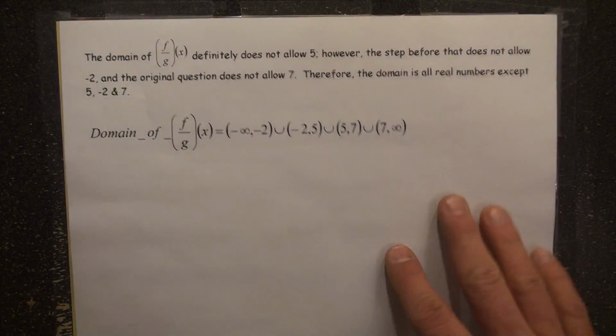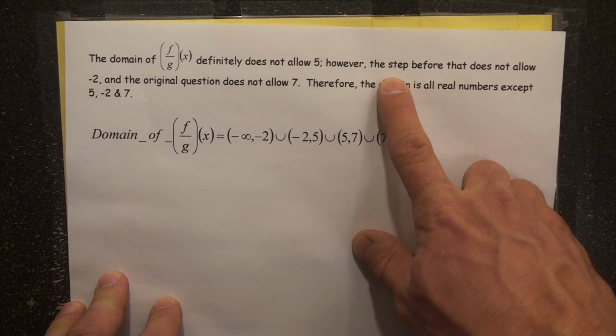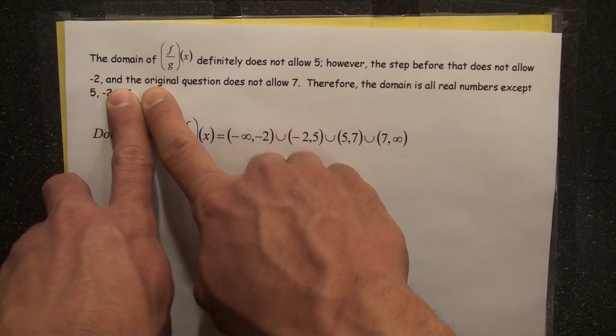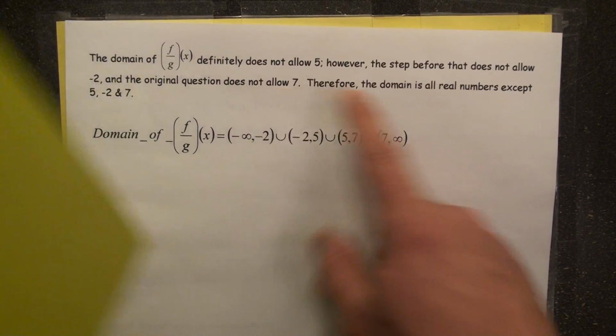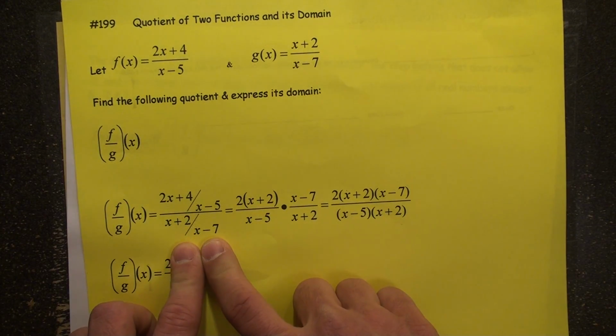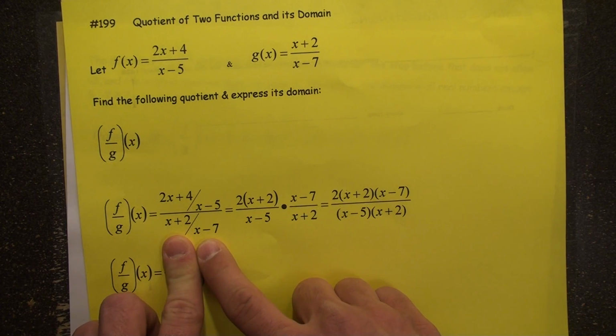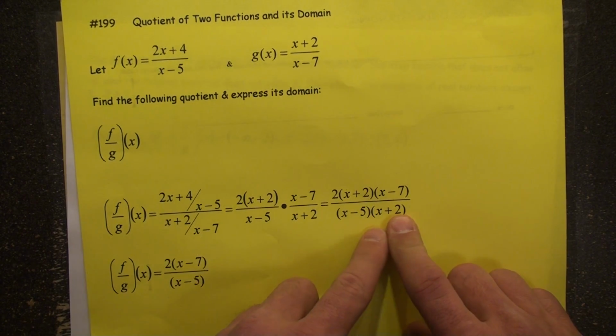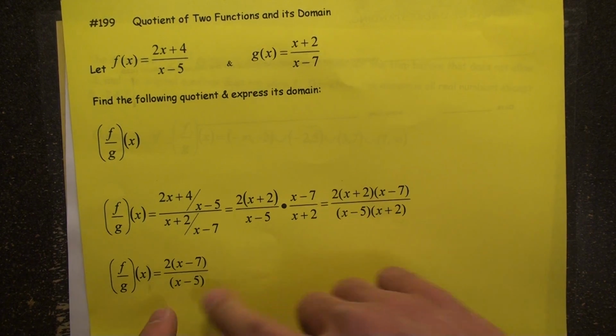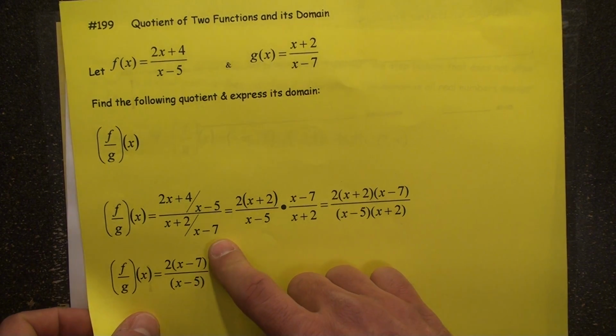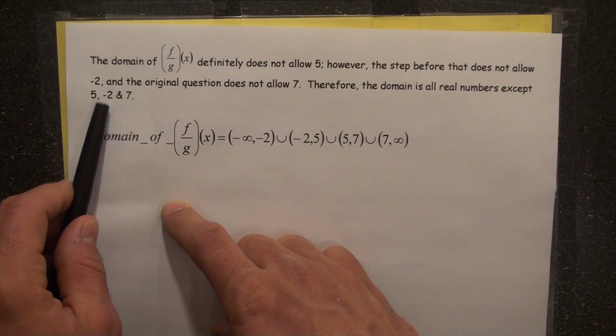Now, it's also true that the original question does not allow 7. See this? g of x does not allow 7. So 7 is not allowed in the original. Negative 2 is not allowed in this step, and 5 is not allowed here. So you actually have 3 x values that are not allowed in the domain: 5, negative 2, and 7.